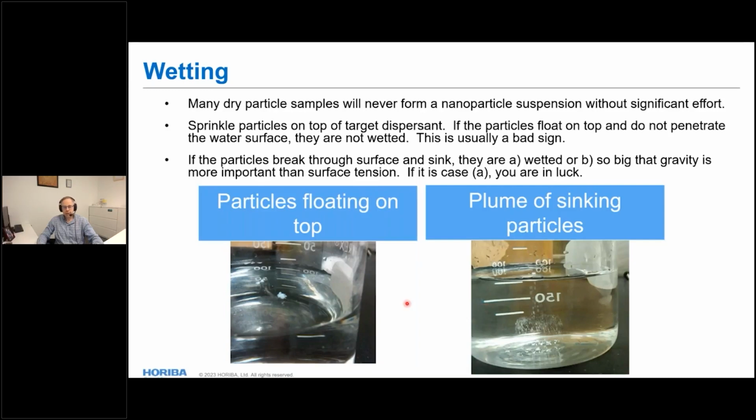And so with a test like this, you can evaluate a number of different surfactant strategies just by eye. The tricky bit here is putting a small enough bit of sample onto the liquid that it doesn't just burst through the surface tension of the water. So you don't want to drop from a huge height or take a giant spoon of material.